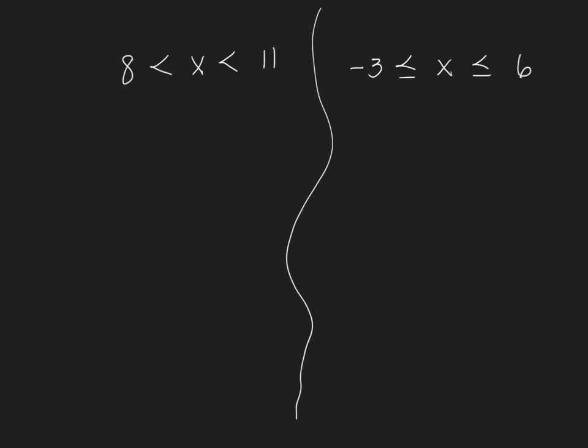So we have something that looks like this. It says 8 is less than x is less than 11. So if I wanted to write this in interval notation, the least amount, remember I'm going to write it up here: least amount, comma, greatest amount. Okay, so over here, the least amount is 8. The greatest amount is 11.